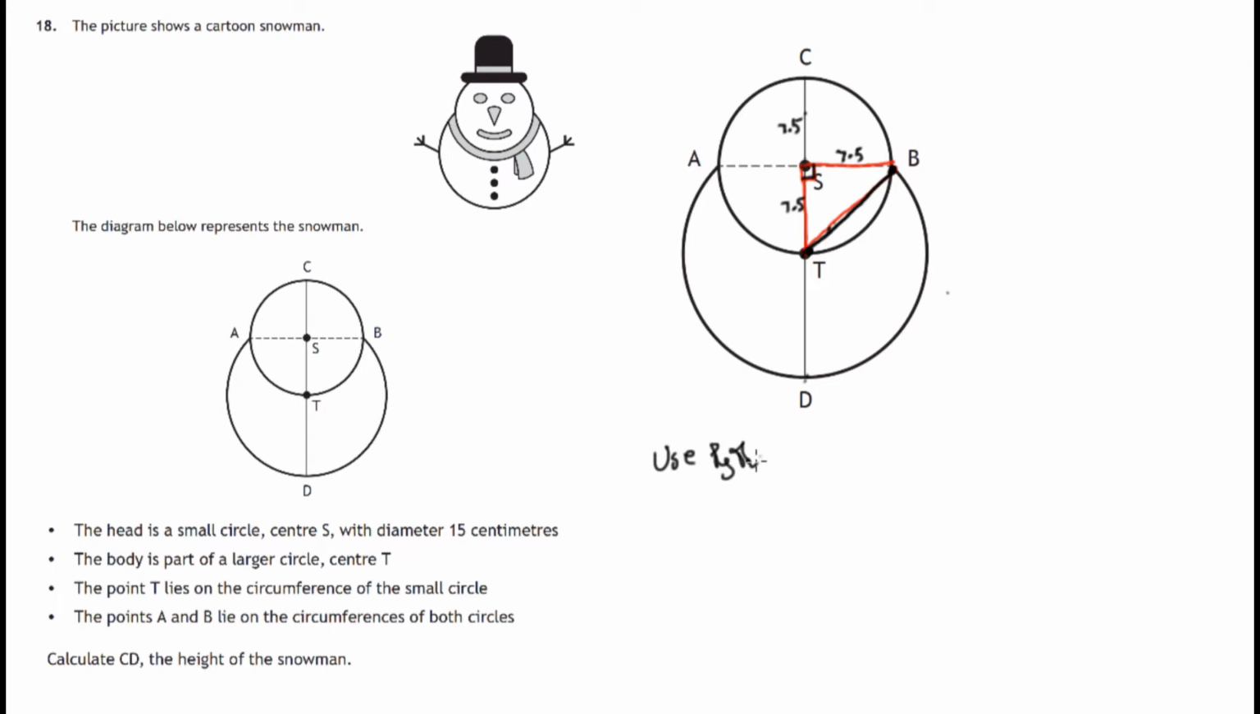Well, we won't use him, he's dead. Let's use his theorem. Use Pythagoras' theorem in triangle STB. Then we know that SB squared plus ST squared will equal BT squared. So we'll get BT squared by squaring 7.5 and squaring 7.5 and adding them. So let's see what that gives us.